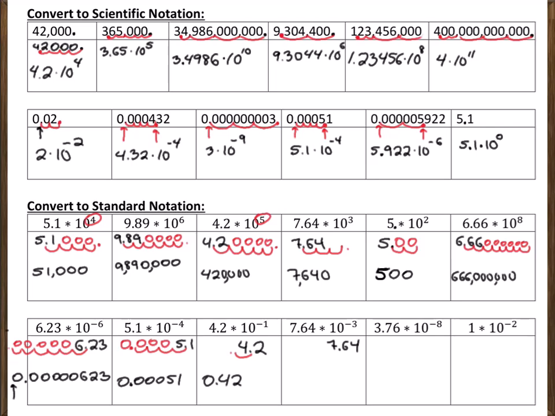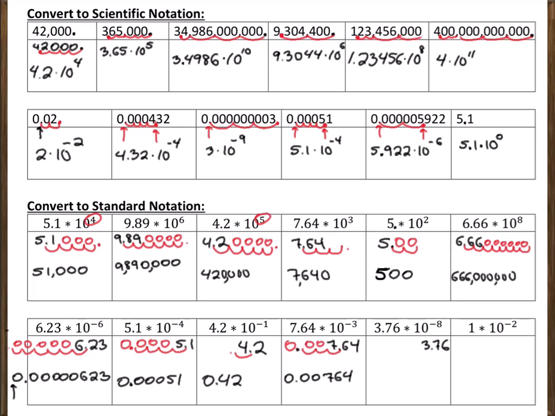So we're going to move the decimal point over 1, 2, 3 spaces and fill in those extra spots with zeros. Again, you can put a leading 0 there if you'd like to. I always like to put one there. So you have 0.00764. Okay. Then we have 3.76 times 10 to the negative 8th power.